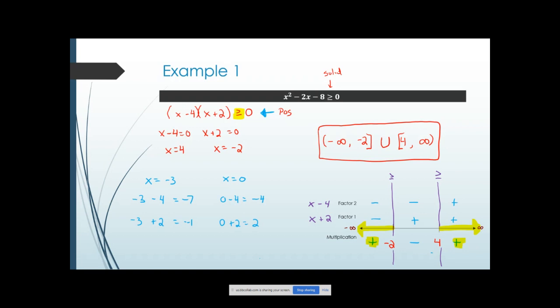So you have to basically look at whether it's going to be positive or negative in each section. And then once you figure out the overall, so I do it one by one and then multiply, that will determine where in your number line you have the solution. So are there any questions so far?